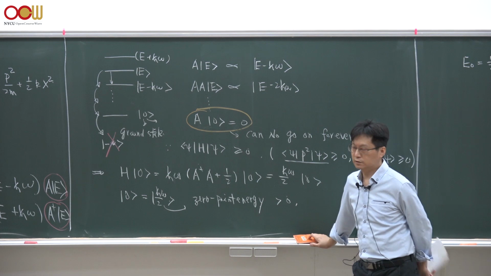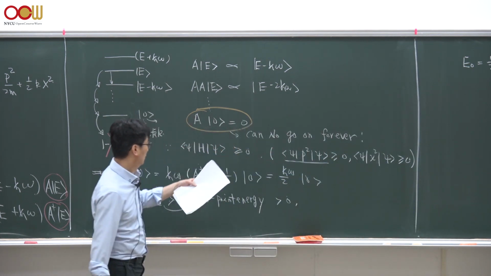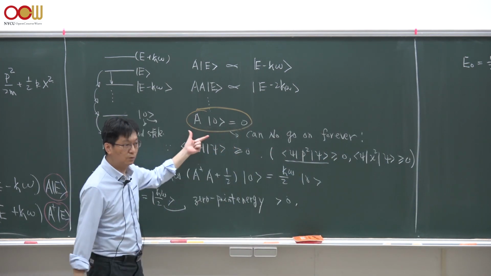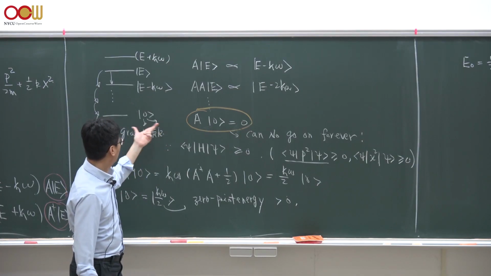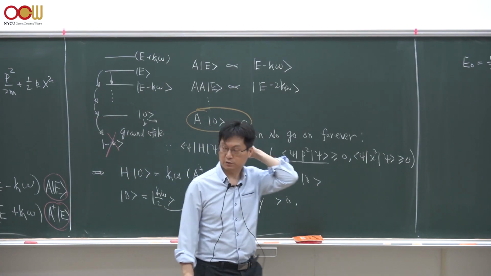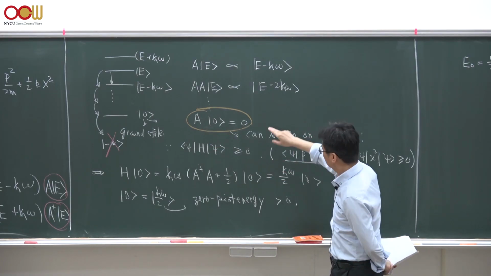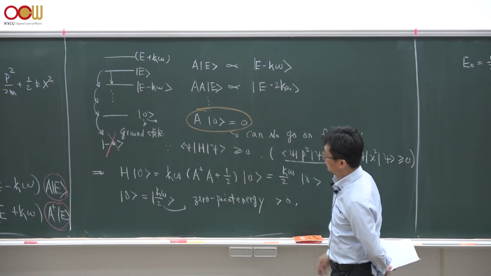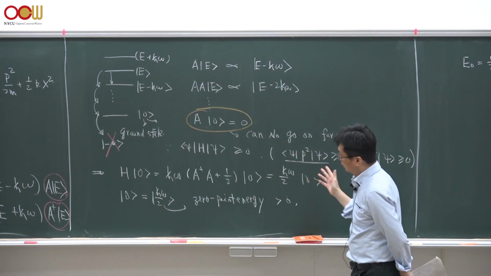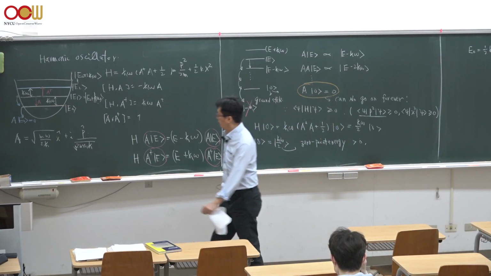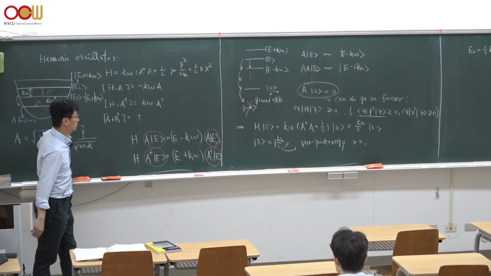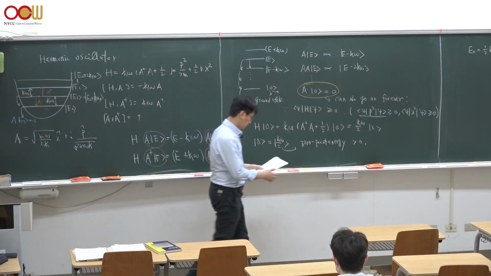Okay, so this is a very simple way to actually find out this ground state wave function, because we know how to get this wave function from this condition. This condition sounds natural, but it is a much cleverer way to actually derive the ground state wave function. We will get to that in just a moment.